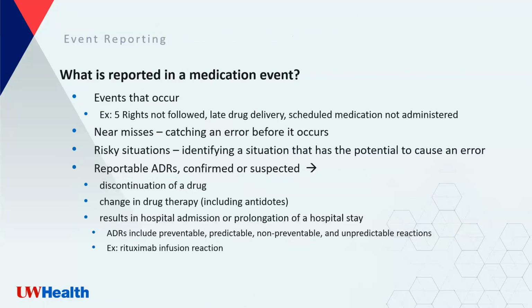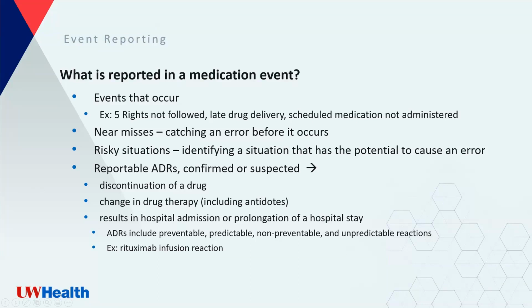So what is reported in a medication event? You guys probably know this, right? Events that occur: a late drug delivery, a scheduled medication was not administered, the 5 rights were not followed, near misses, so catching an error before it occurs. And a lot of times these near misses are very valuable in preventing future errors. Risky situations, reportable ADRs, confirmed or suspected, that result in either a discontinuation of a drug, a change in drug therapy, including antidotes, and also ones that result in hospital admission or prolongation of a hospital stay. Some ADRs, of course, are reported to the FDA. And adverse drug reactions include preventable, predictable, non-preventable, and unpredictable reactions.